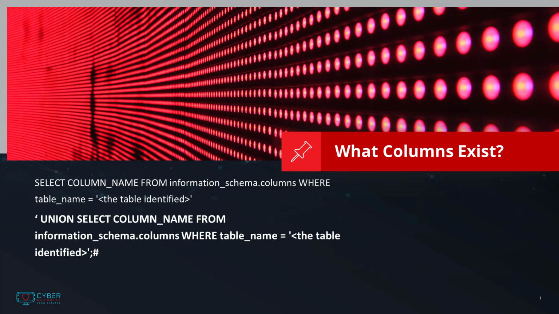Next, now that we've identified a table that we want to look at, we can list the columns associated with that table. So what we can do is say select column_name from information_schema.columns where table_name equals whatever the table name is, and then that way we have a good dump of the columns associated with that table.